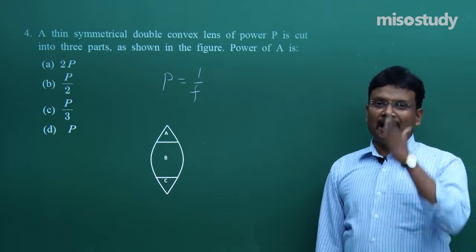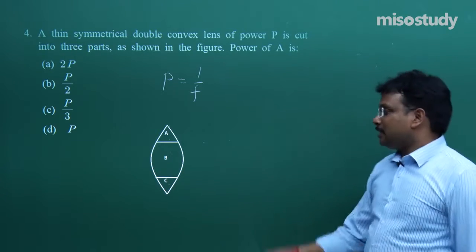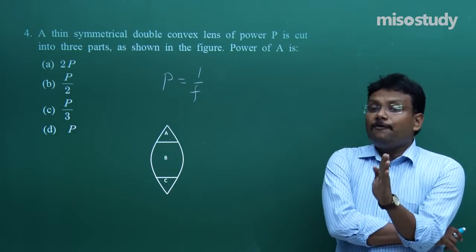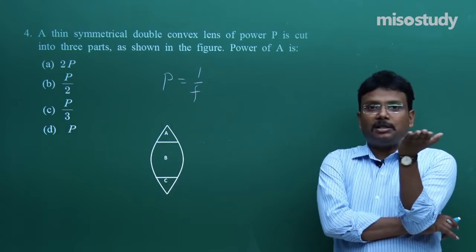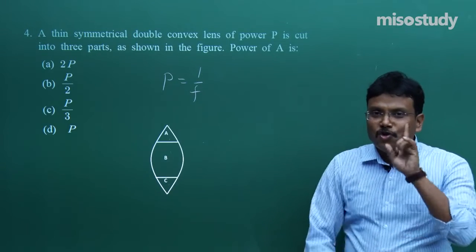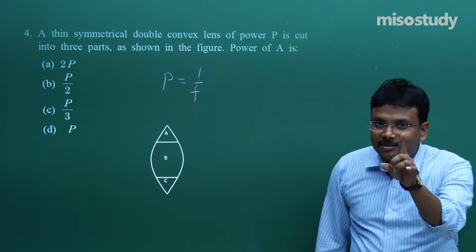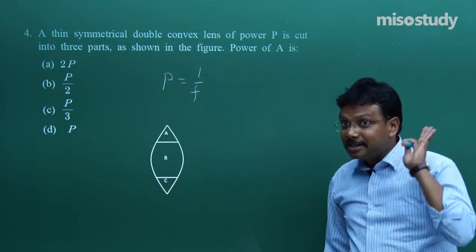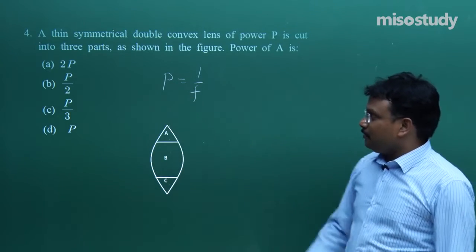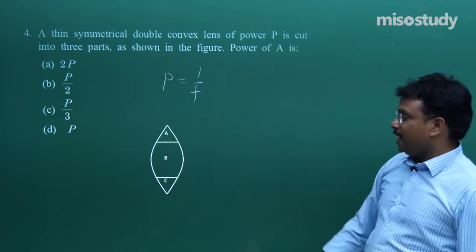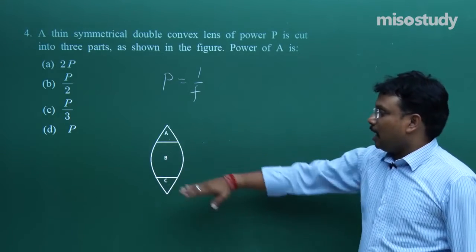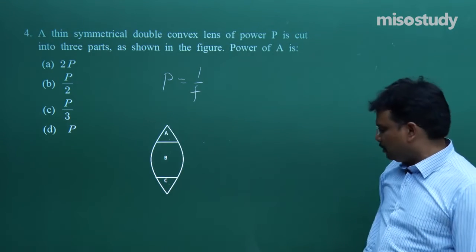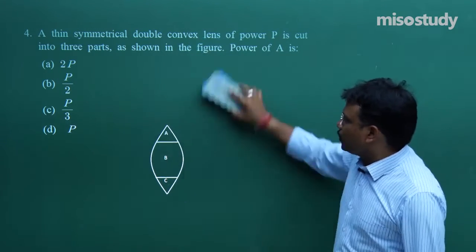This question is again in your question paper just to check your conceptual clarity: if you cut a lens along the principal axis, there is no change in focal length. If you cut the lens in this fashion, focal length will change, and then power will change. But because in this combination you are cutting the lens along the principal axis, there is no change in focal length, therefore power is going to remain the same.